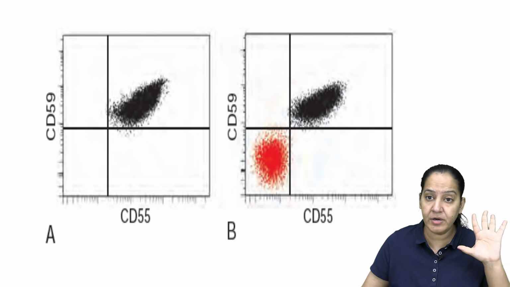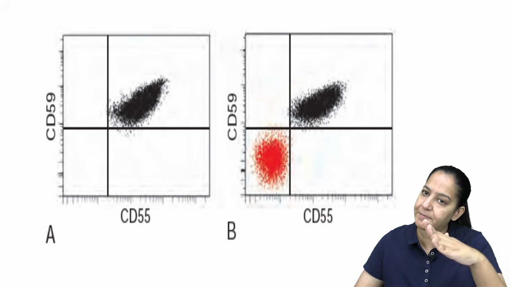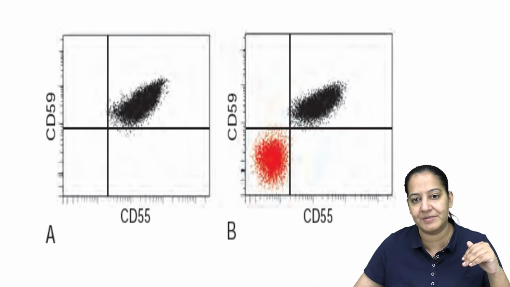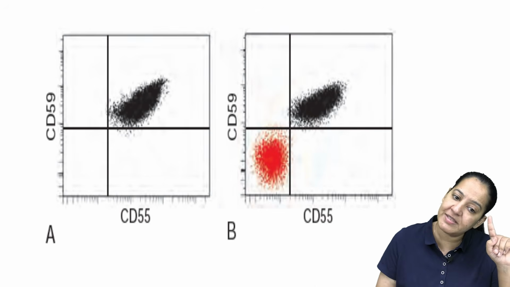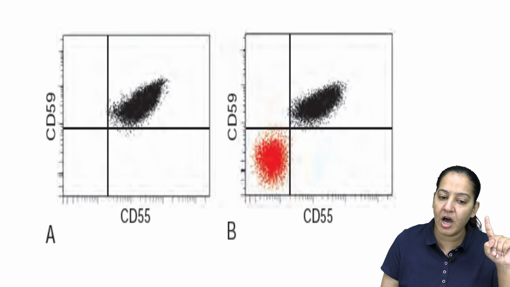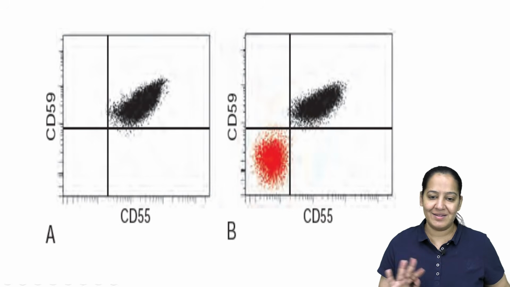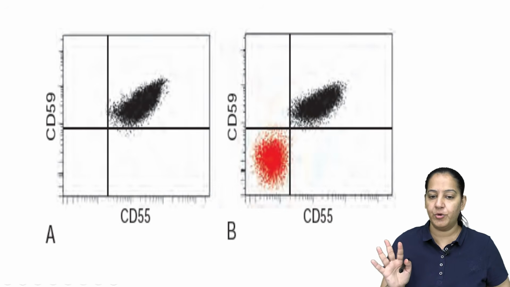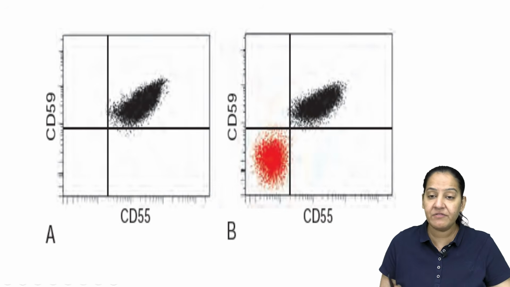So you are getting a bimodal distribution: some RBCs in which both the guards are present, some RBCs in which both are absent. But in a normal person, all the RBCs have both present. None of the RBCs fall anywhere else. So that is flow cytometry. This is the confirmatory test.